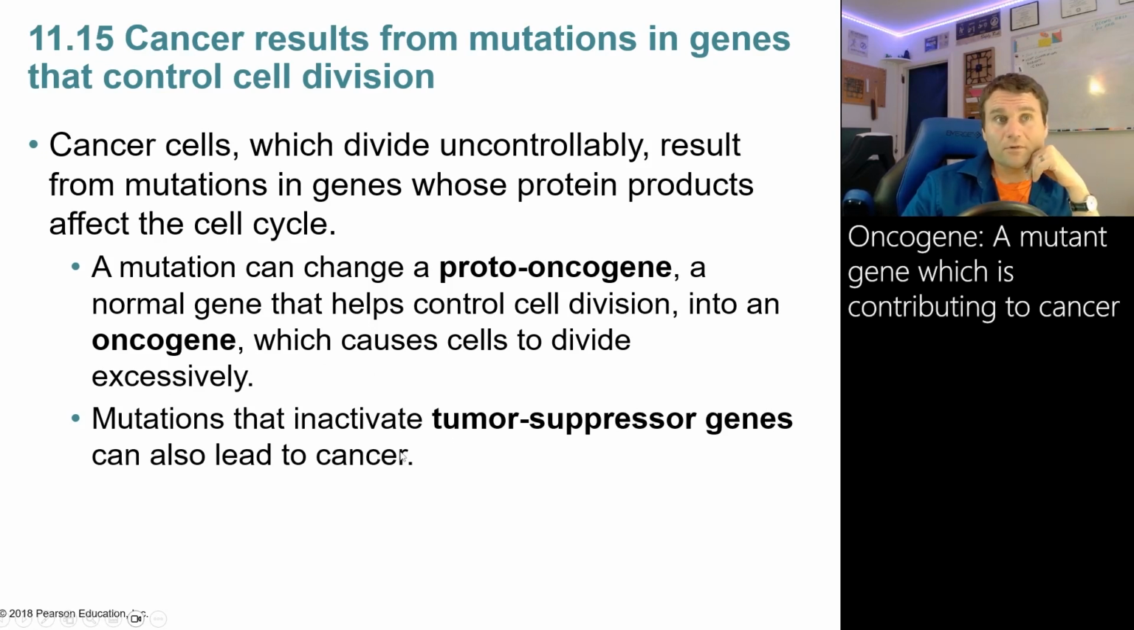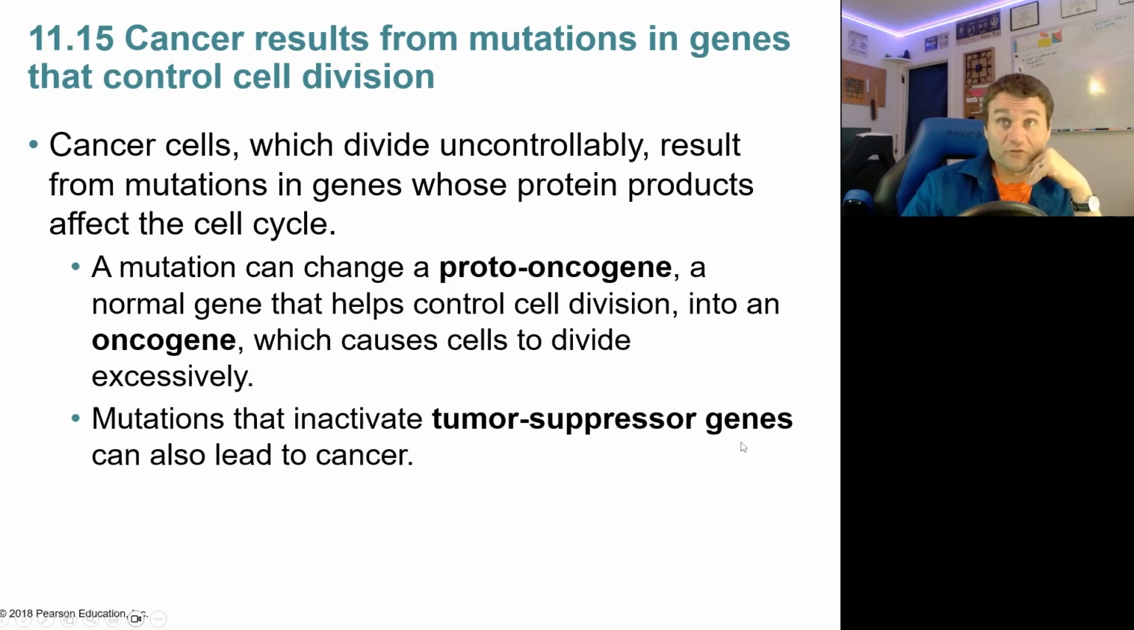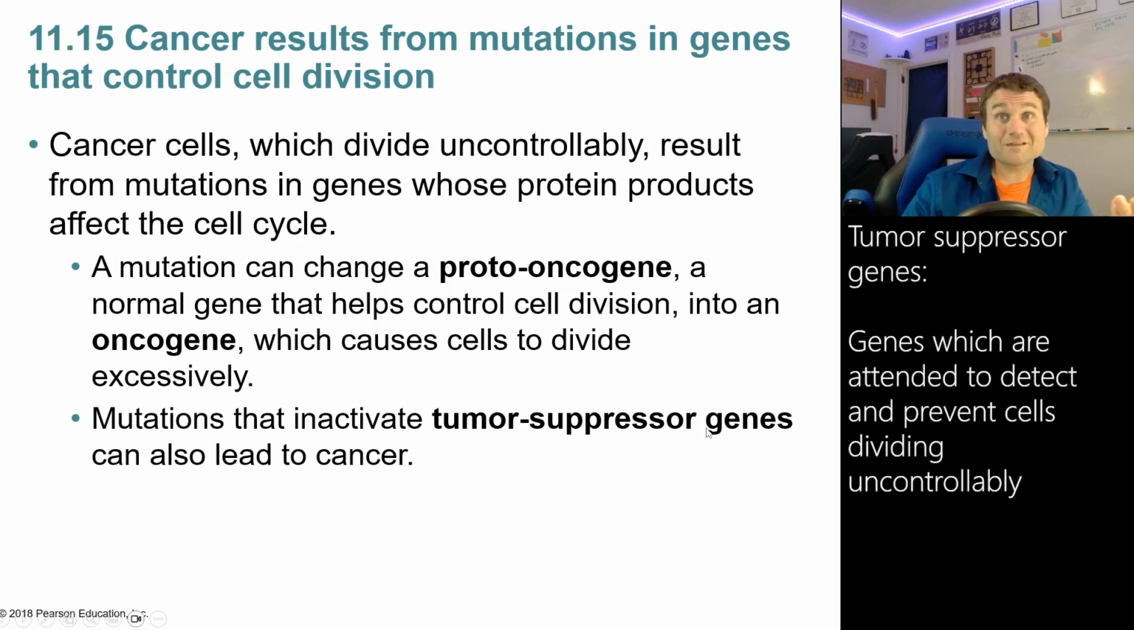There's also another group of genes which are called tumor suppressor genes, exactly what they sound like. They're meant to detect when cells are tumorous, when they become cancerous, and either shut down that cell or in other ways repair the damage to the DNA. They're meant to prevent the formation of tumors. But if you get mutations in those tumor suppressor genes, then that can also lead to cancer.